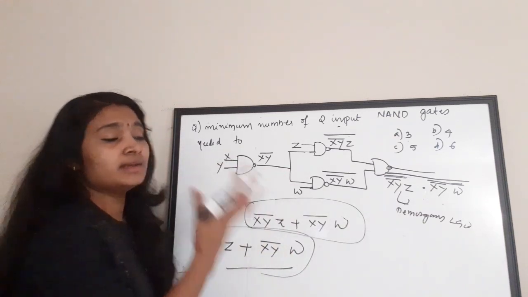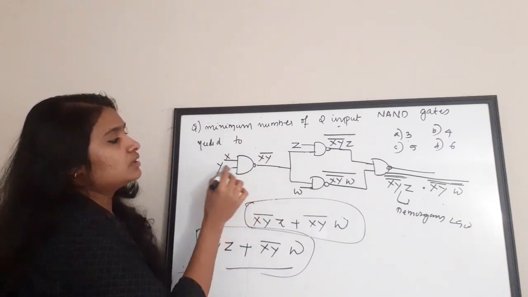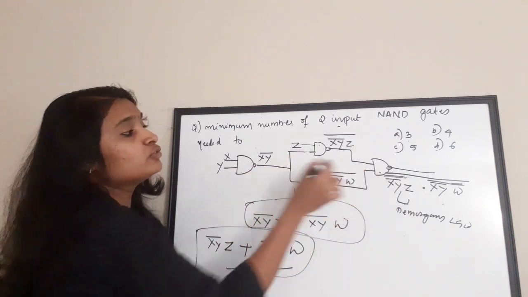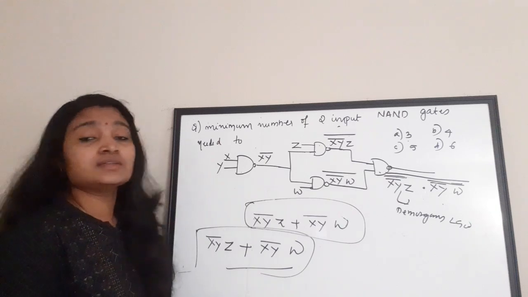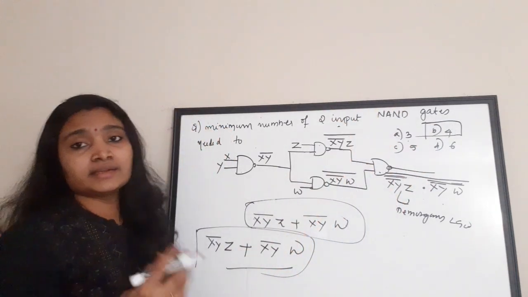So this many NAND gates you need to realize this expression. Okay. So what is your answer? How many NAND gates you need? 1, 2, 3 and 4 NAND gates you need to realize the given expression. Okay. So the correct answer is option B, which is 4.